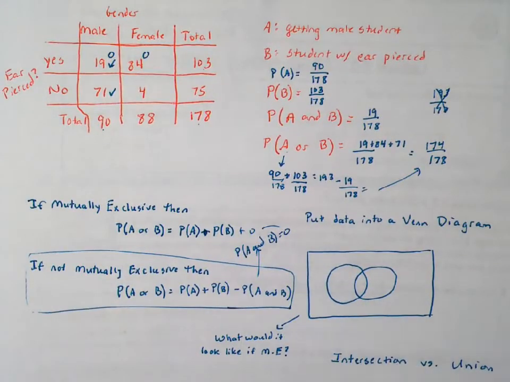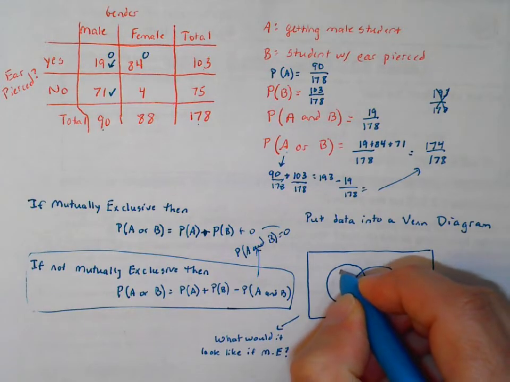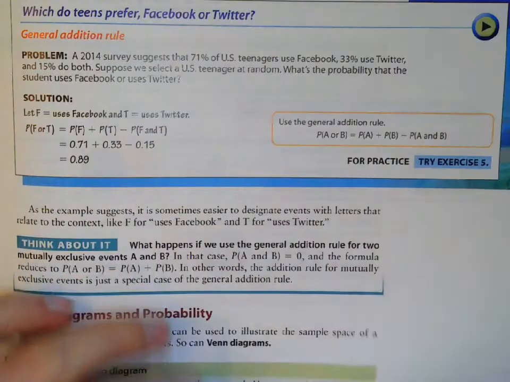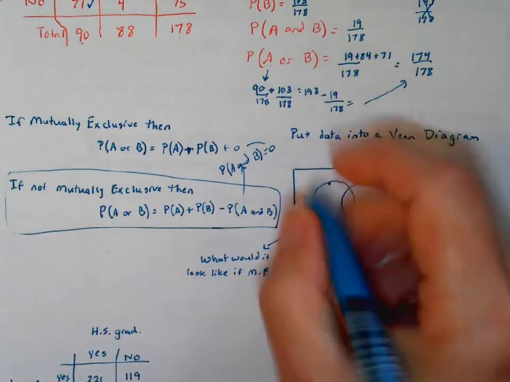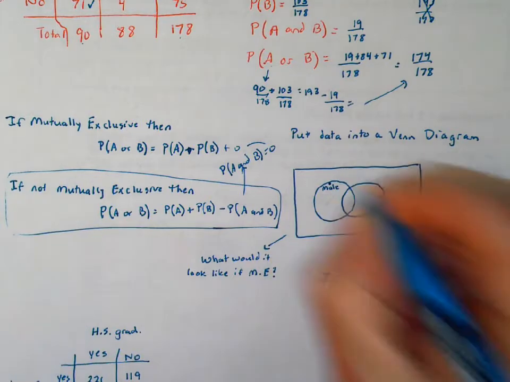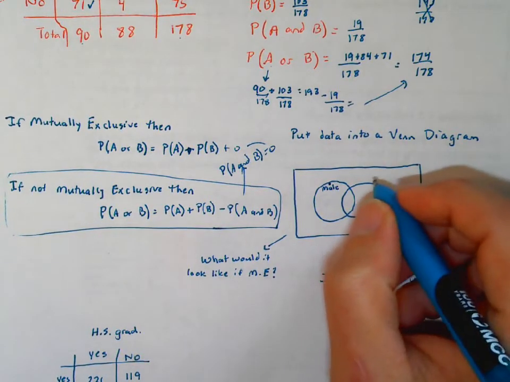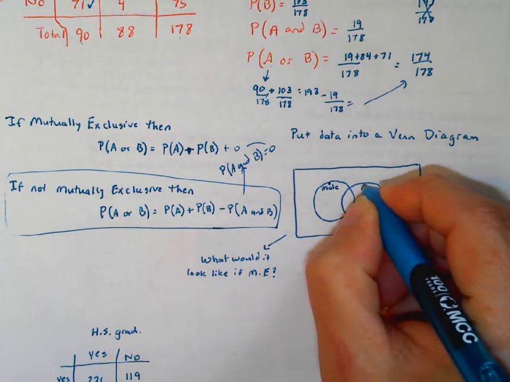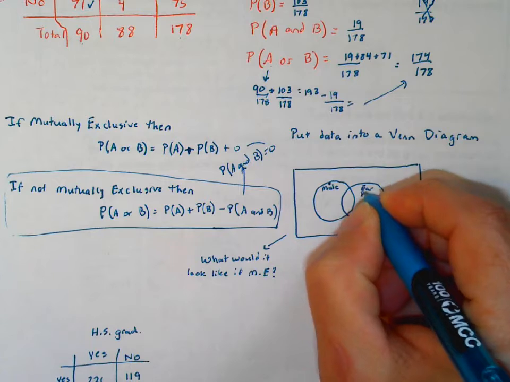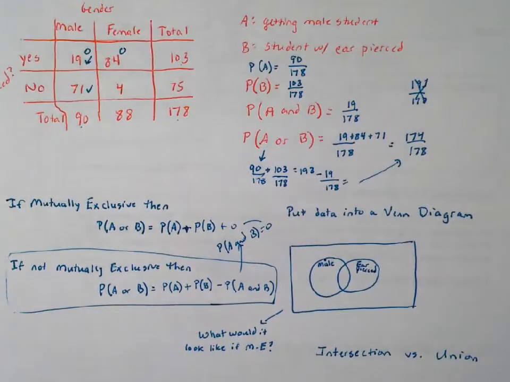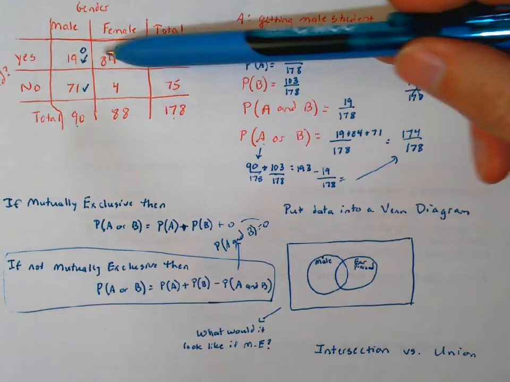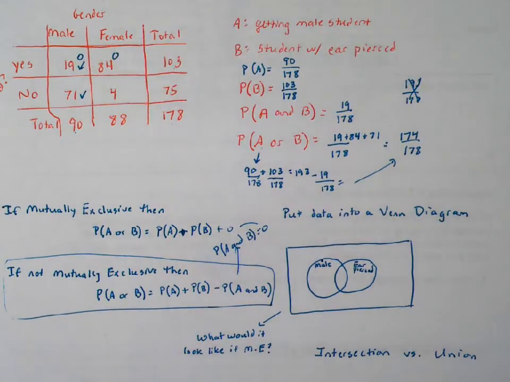Next thing we want to do is I want to take this data here and I want to put it into a Venn diagram. Okay, so let's say this is gender. Let's say this is male, and this is ear pierced. Okay, so we're going to take male and ear pierced. So I want you to pause the video and think about where you would put these numbers in here.